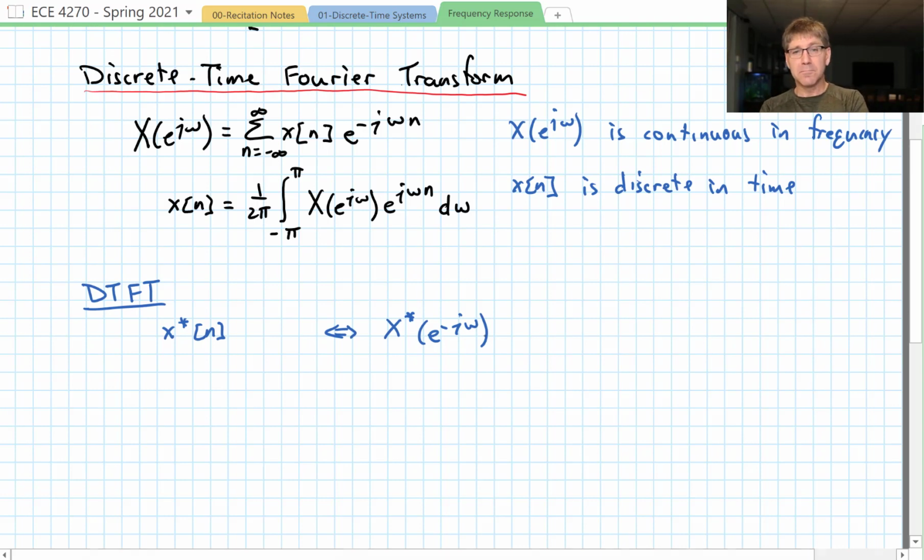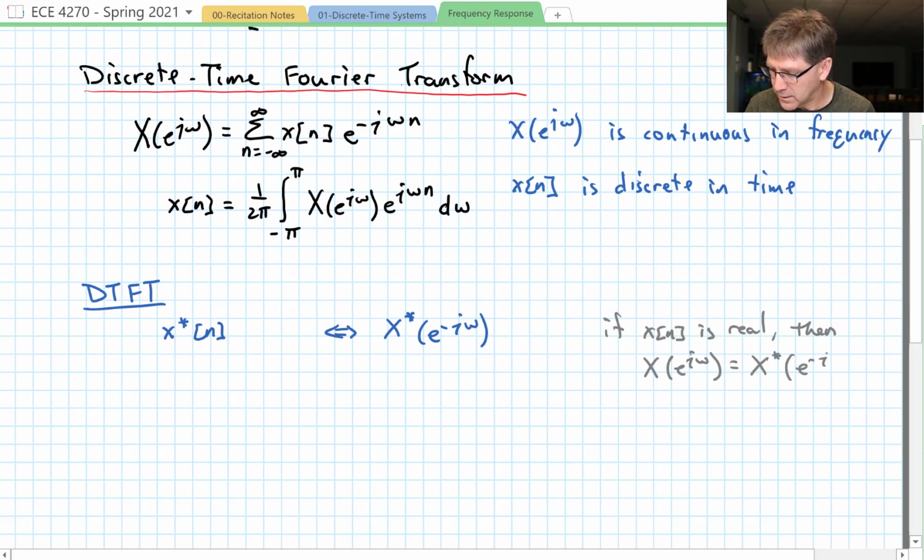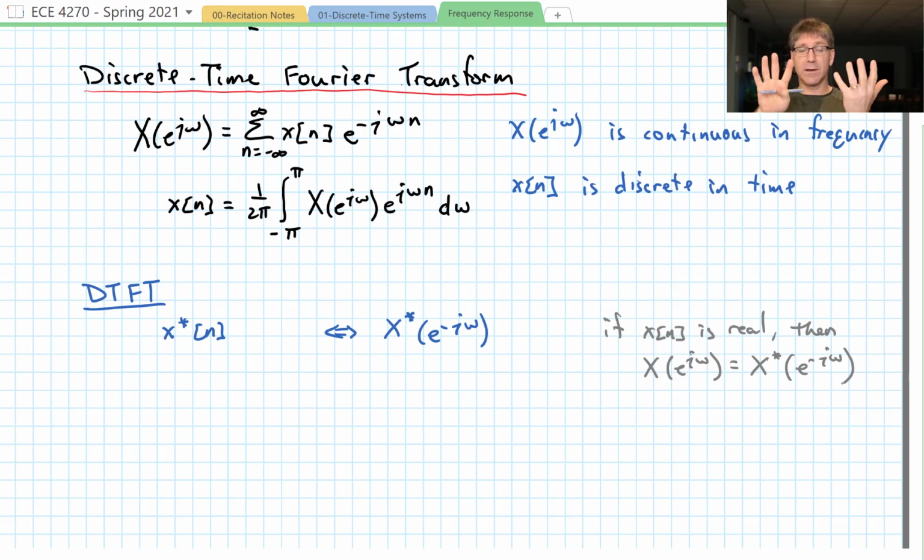So what does this mean? Well, one thing to note is that if x is real, then X(e^{jω}) is equal to X*(e^{-jω}). In other words, we have conjugate symmetry, meaning that if you were to take X of e^{jω} and flip it on the omega axis and then conjugate it, it would look the same as it did before. So we actually take advantage of that quite a bit.